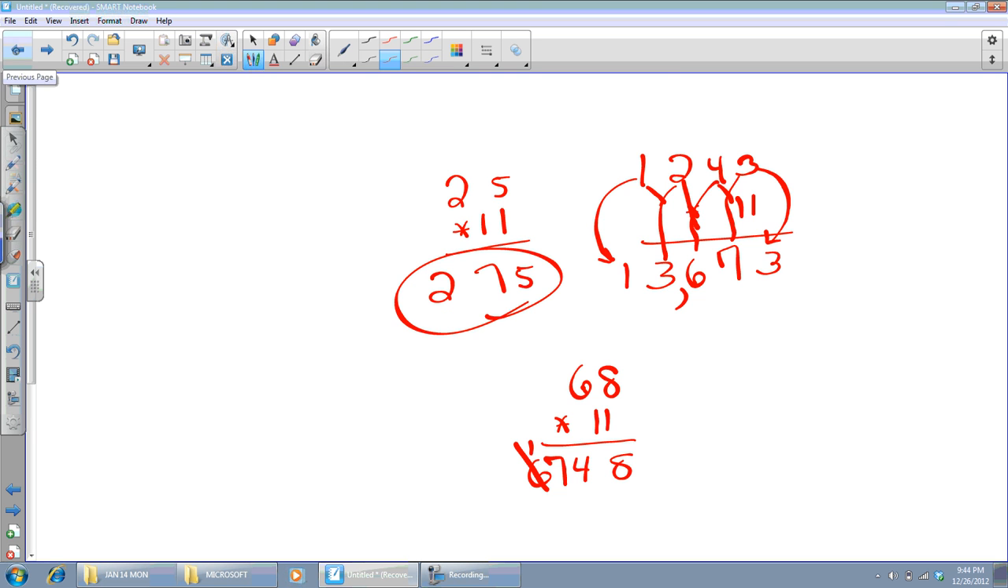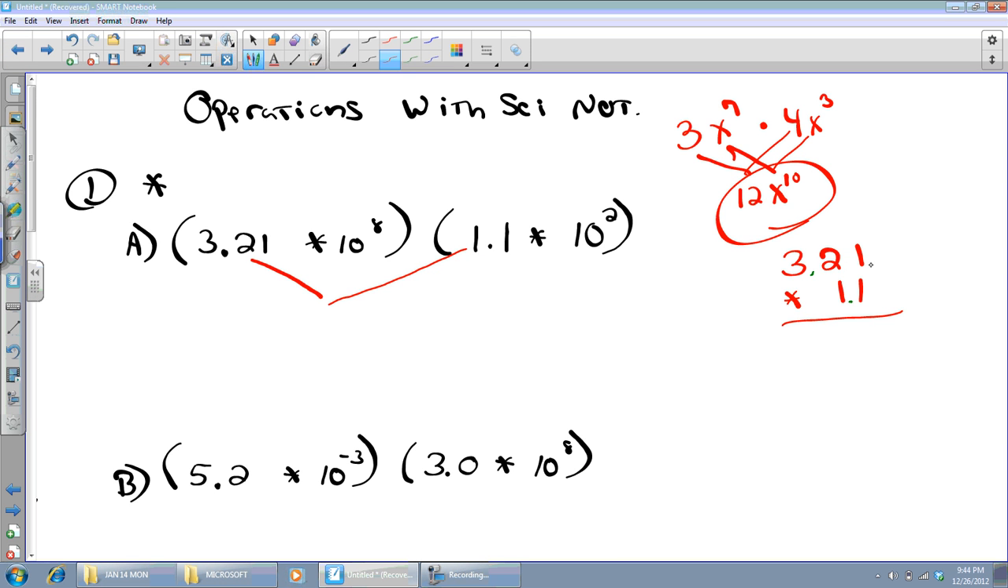So I'm going to use that little trick to help me multiply 321 by 11. Well, I know I'm going to get a 1. 1 plus 2 is 3. 3 plus 2 is 5, and a 3 to lead.